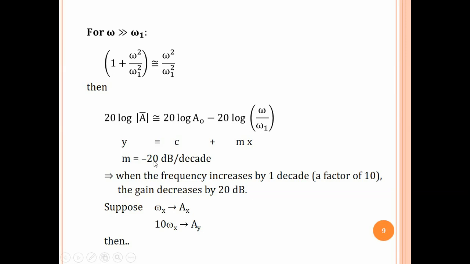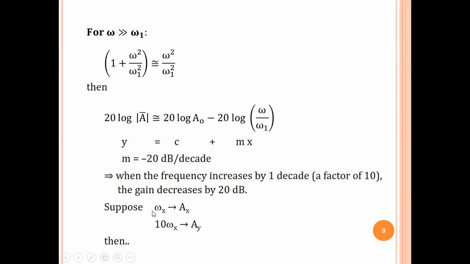What a slope of minus 20 means is that when the frequency increases by 1 decade, that is a factor of 10, the gain decreases by 20 dB. Decreases because there is a negative sign. If this was plus, the gain would increase. So let's see how this comes about.